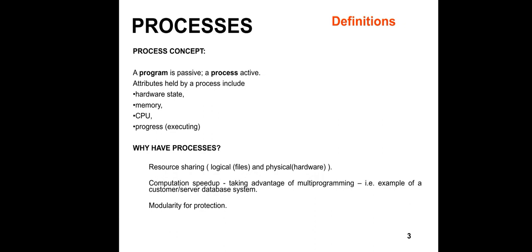There are some attributes held by the process itself, that is hardware state, memory, CPU or progress. Every process created by the CPU has its own structure. Every process has the same structure, means every process contains four parts, that is heap, stack, data and text, where text contains all the coding information that the process takes from the program, and data section contains all the related information of the process.